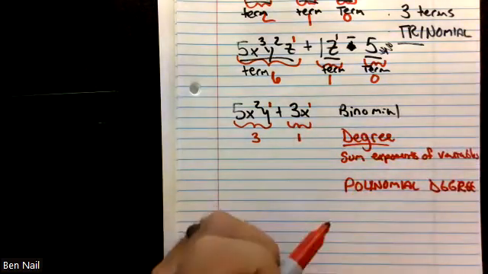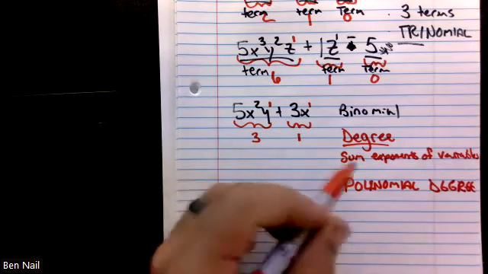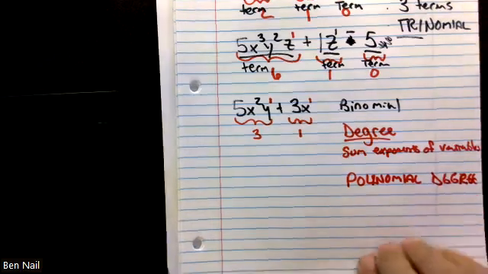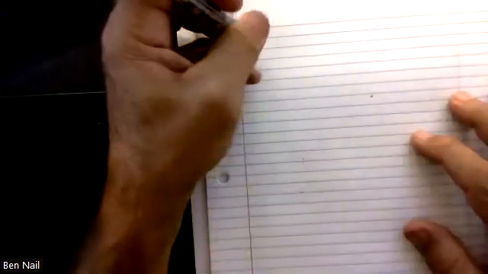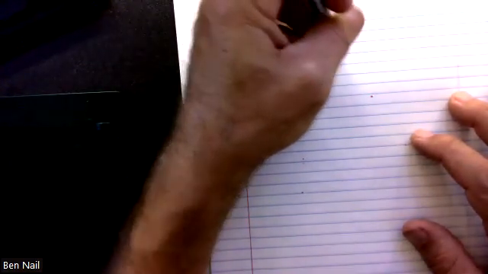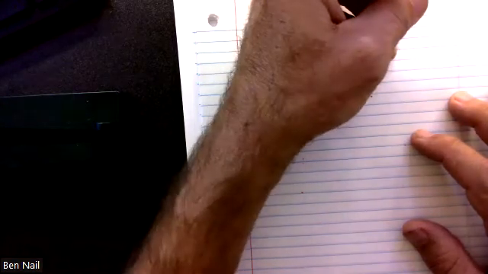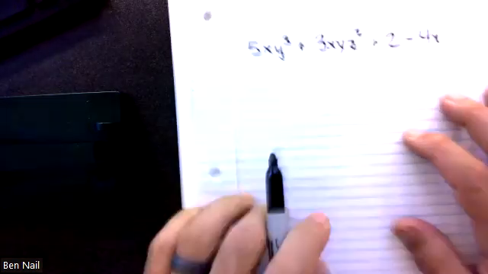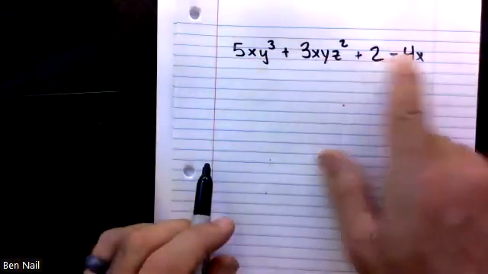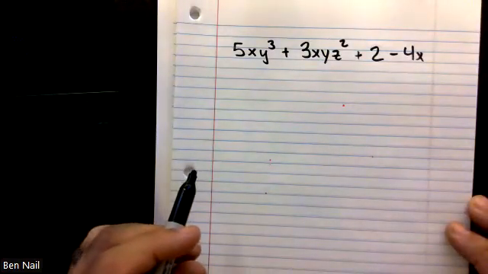And the degree of the polynomial is just the biggest degree within the terms. So, got kind of a mess going on here. I'm going to switch over. We'll just do some examples. So if I gave you some polynomials like 5xy cubed plus 3xyz squared plus 2 minus 4x, or some kind of nonsense like this. Okay, again, we've got 4 terms, so this is just called a polynomial.